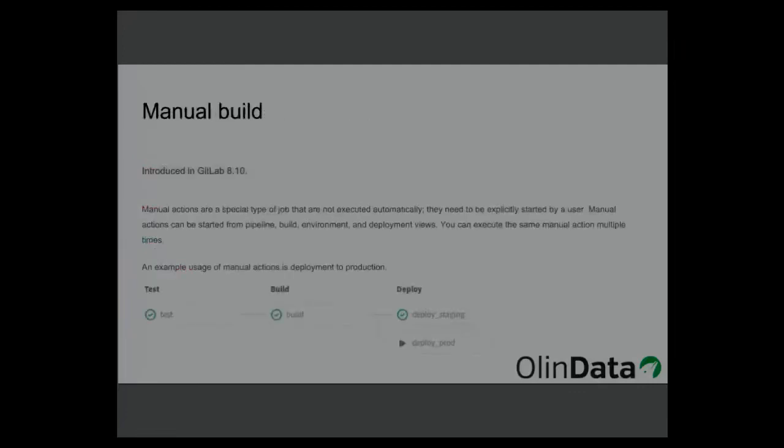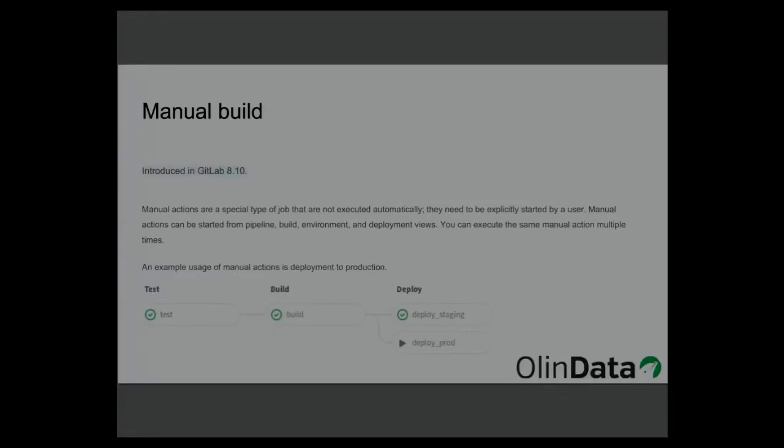Manual build, a small but very important introduction that makes for a nice finish. So manual builds are very simple, but they will create this little play button here, and the only way to run this build, this job, is by clicking that button. This can be very useful for this kind of setup where you want to test and build and deploy to staging.